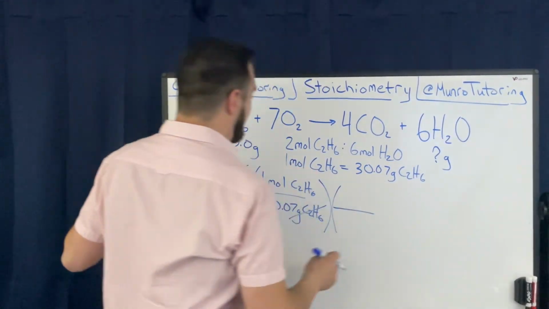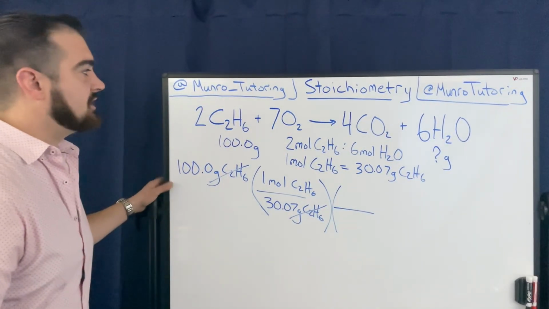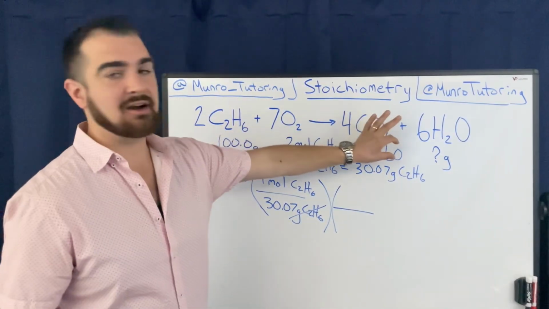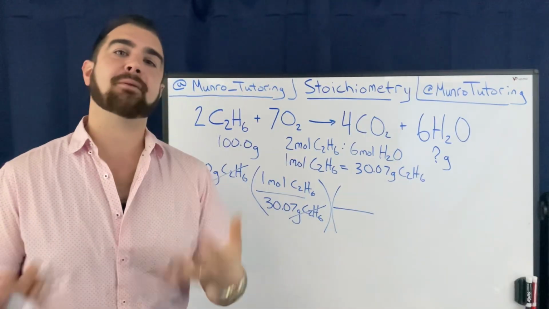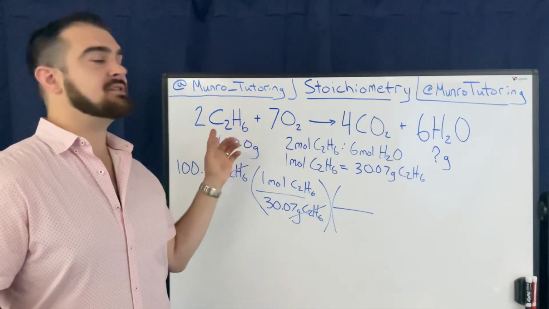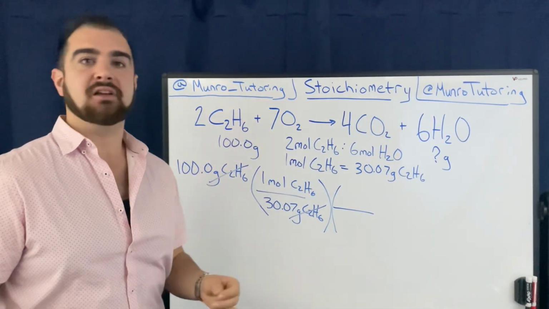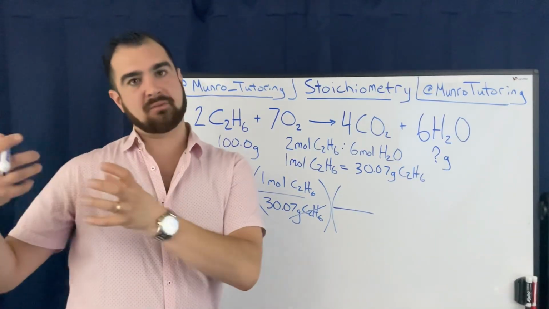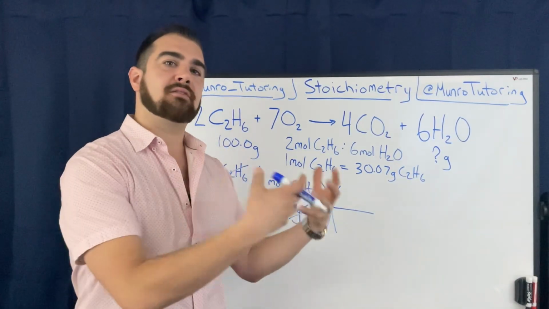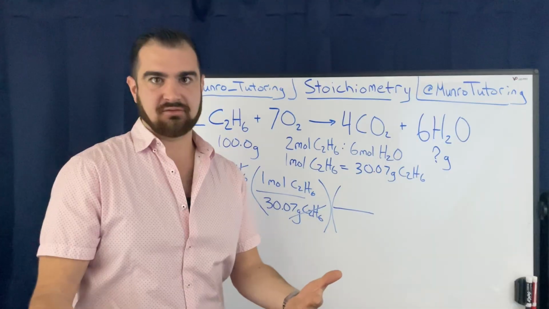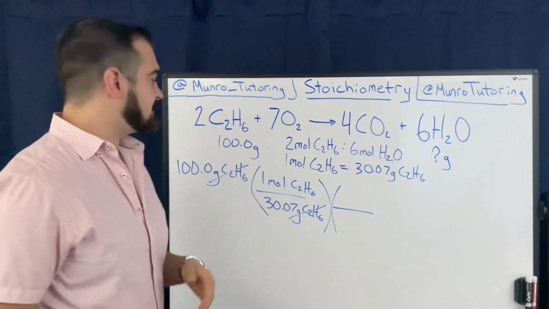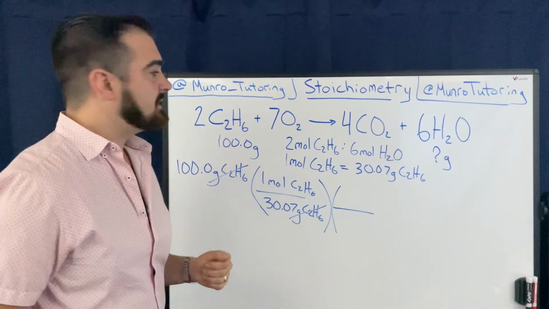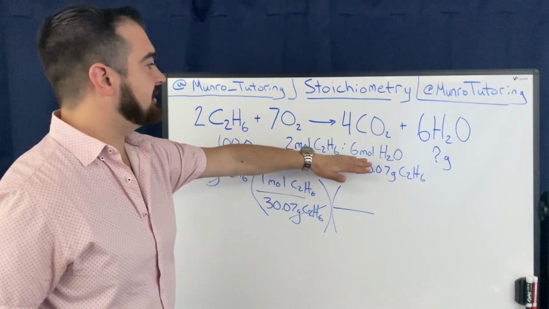Now that we have moles of ethane, we can actually use our mole ratio, right? And this is the part that really makes it stoichiometry, because the mole ratio between the compounds in the balanced reaction is what gets us from info about one compound to info about another compound, and that's what stoichiometry really is all about. The first section of this is really just a mole mass calculation, right? So now we can get to the stoichiometry of it.